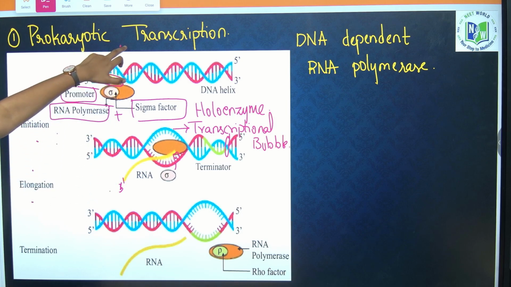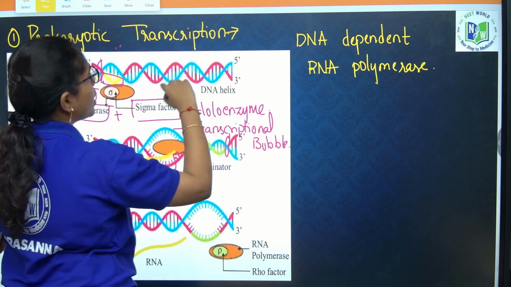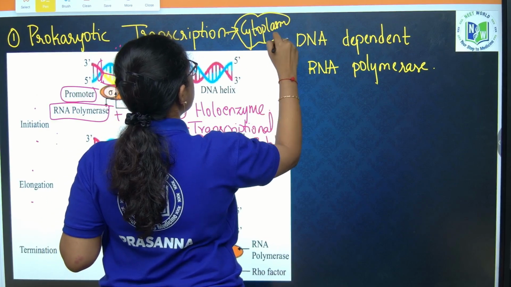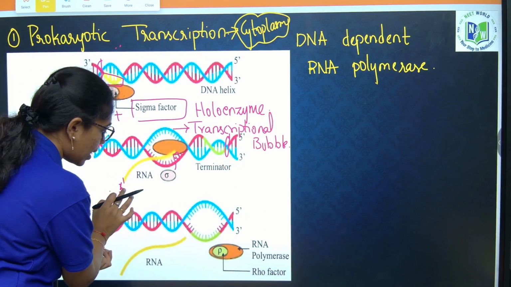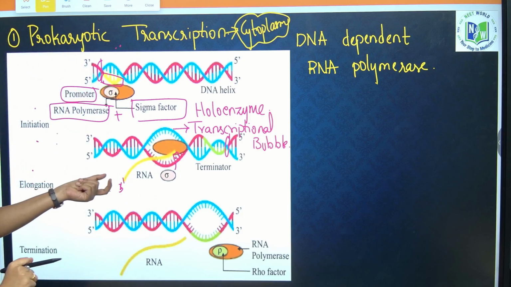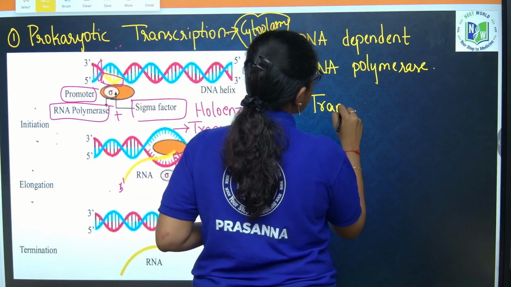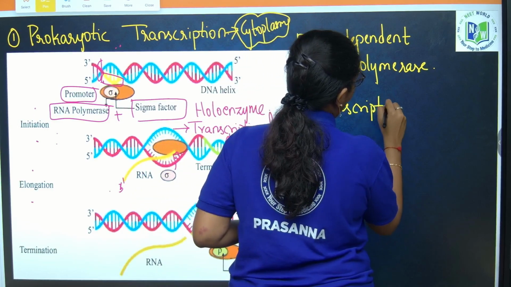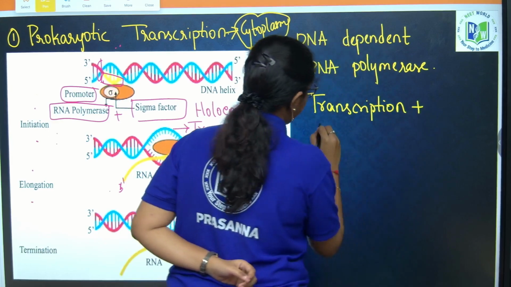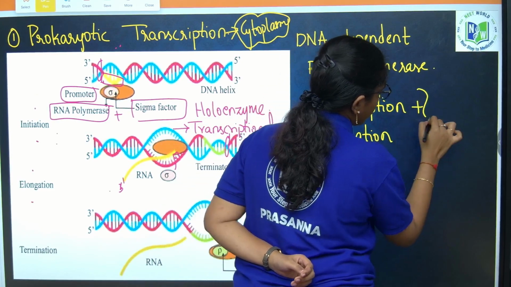And in a prokaryotic cell, where does transcription happen? Transcription happens in the cytoplasm. And this mRNA strand is released. Before it is totally released, the translation process has already started. That is why here in a prokaryotic cell we will say both transcription and translation are coupled.